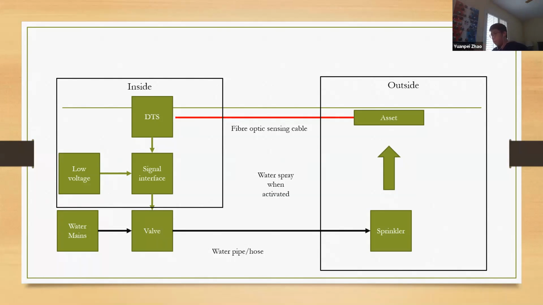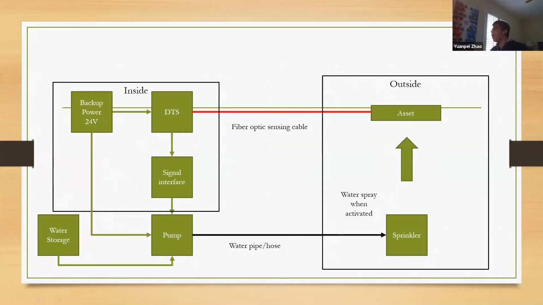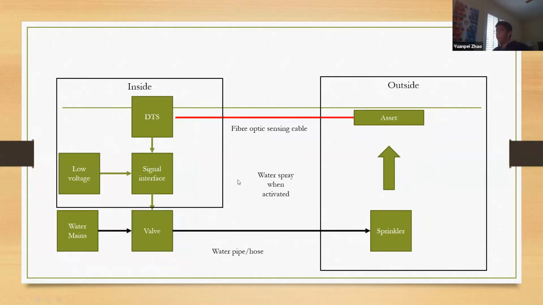This is the ideal plan, but what happens if there's a power outage, like this week? Many of us lost power, and some of you even couldn't get into classes. What happens if that happens? We can put in a backup power supply, a 24 volt battery, as a backup plan, and then it can still function as the previous plan intended.